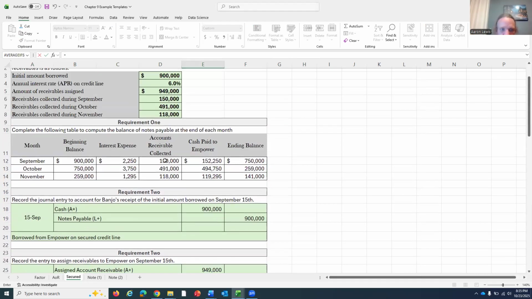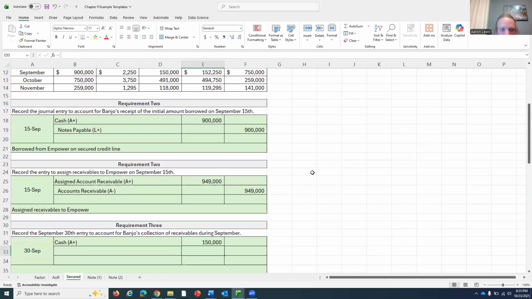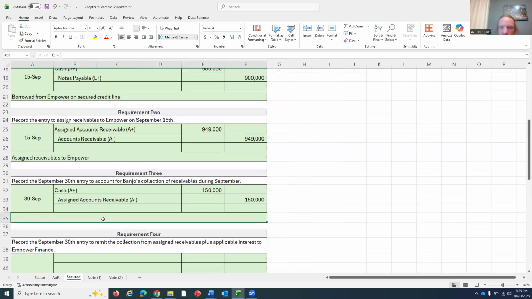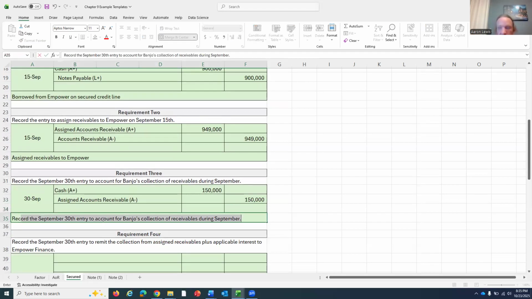Our information tells us that we are going to collect $150,000 in September. So it's debit cash for 150,000. And we reduce our receivable account. And since these receivables were assigned to Empower, we're going to reduce assigned accounts receivable. I cannot type right. Had the S in the wrong spot up there. There we go. So we're going to reduce that account by 150,000. And here we recorded September collection of assigned receivables.